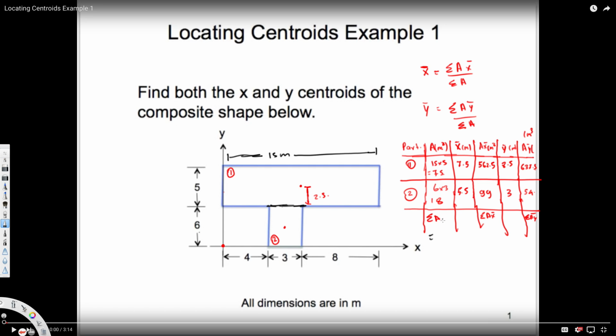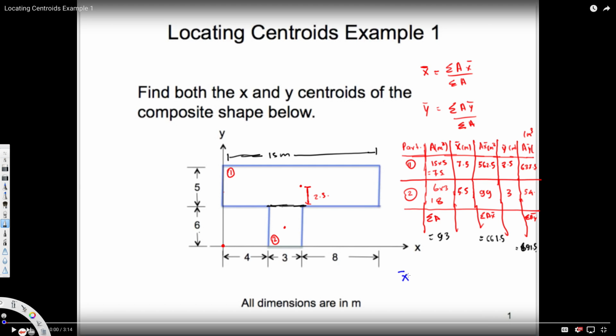If I add these columns together, I will get 93. And if I add these columns together, I will get 661.5. And then if I add these columns together, I will get 691.5. Now we have found all the values right here. Now we can simply substitute in the equation and find the x bar and the y bar.